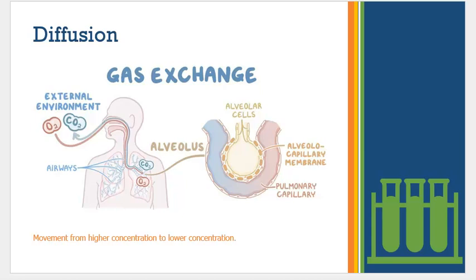So the next one is diffusion, and this is just a little chart that shows you what it looks like in our body. It's movement from higher concentration to lower, and as you can see, we're breathing in oxygen. It goes down into our lungs and into our alveoli, which are those little grapes in your lungs. This is what the alveoli look like. So we breathe in that oxygen, and then we're getting rid of that CO2. Very unique little system there of diffusion.